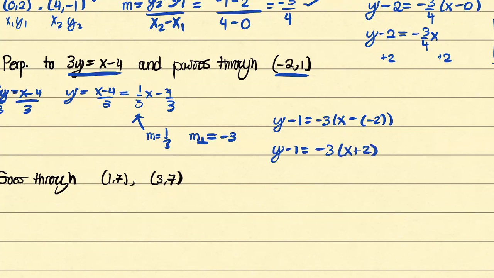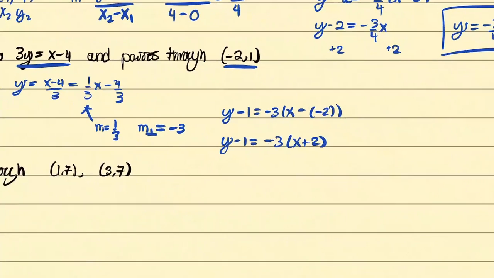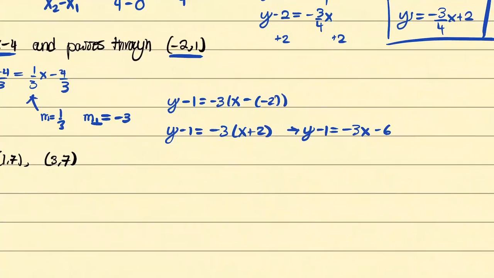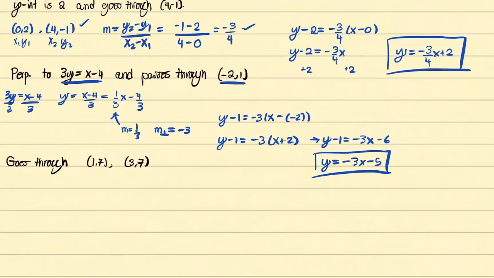So it becomes x plus 2 inside the parentheses. y minus 1 is equal to -3x minus 6, because when I distribute that -3 to the +2, it becomes -6. And I'm going to add 1 to both sides to get y equals -3x minus 5. And that's an equation of our line.